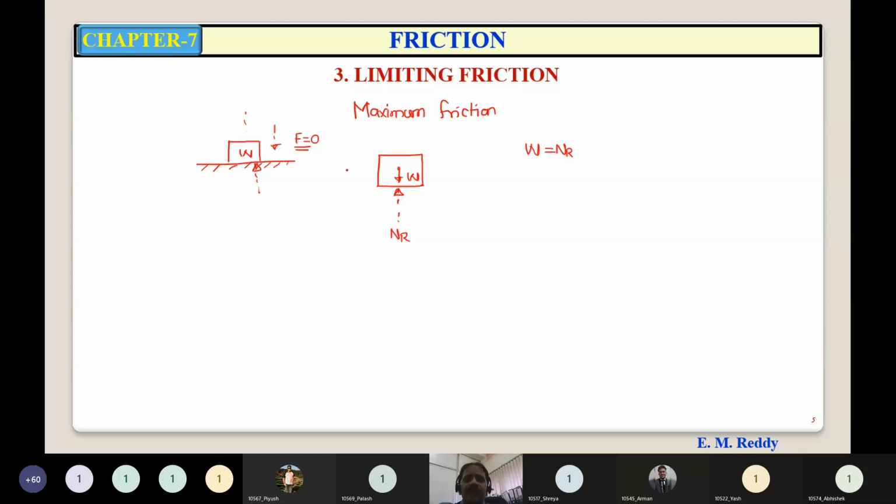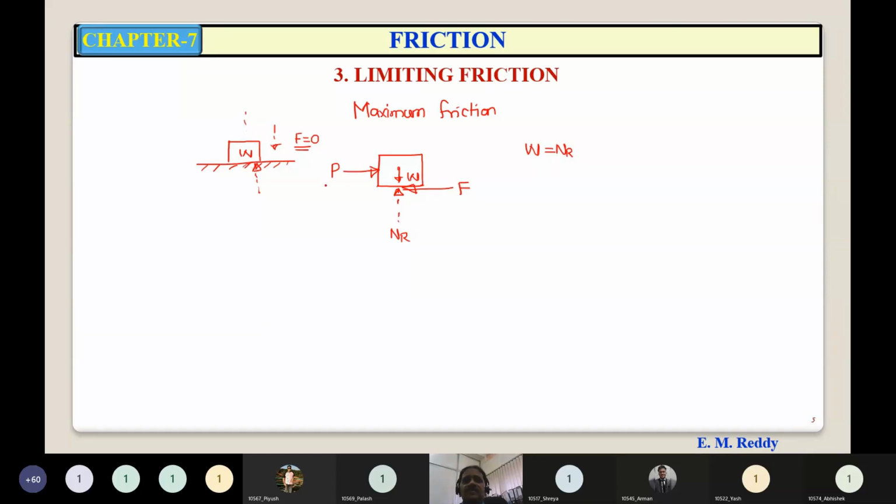But when you apply a force P, say in horizontal direction, and this force is not sufficient to produce motion, that means the body is at rest only. Am I right? That means it is in equilibrium, which means that this applied force P must be balanced by a force having the same magnitude in the opposite direction. That force is developed between the body and the surface because of friction. Am I right? Which is known as friction force F.